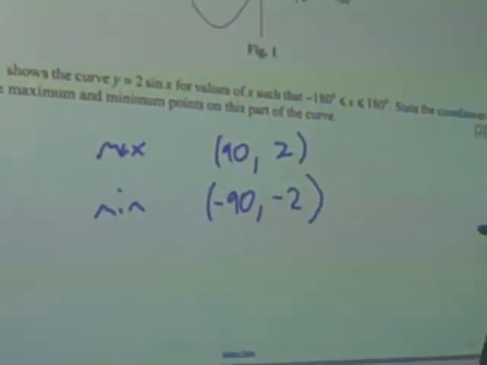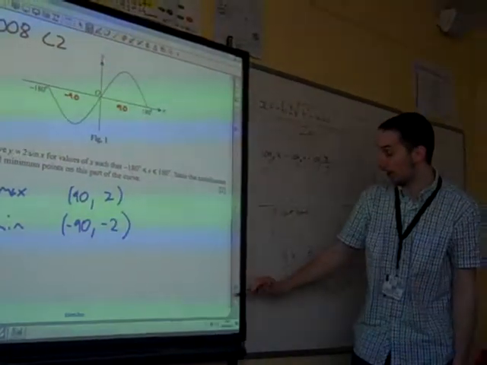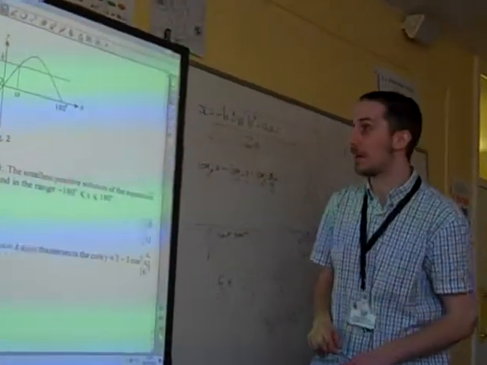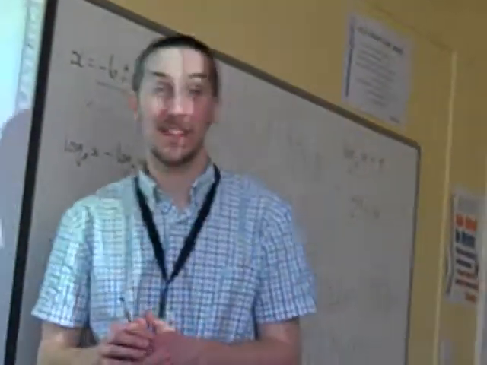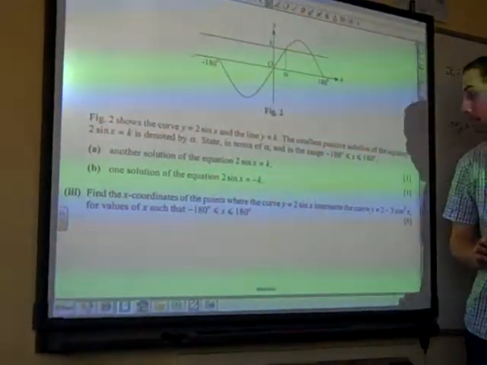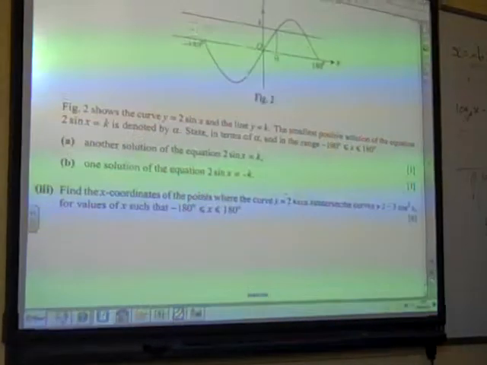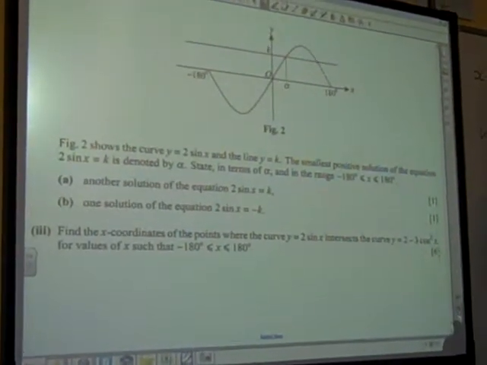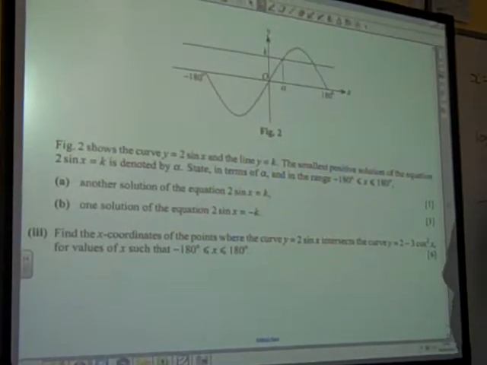Okay, that's part one. Are we happy with that? That was 2 marks. Part 2. Now it says the diagram shows the same curve and the line y equals k. The smallest positive solution of the equation 2 sine x equals k is denoted by alpha. State, in terms of alpha and in the range minus 180 to plus 180, another solution of the equation.